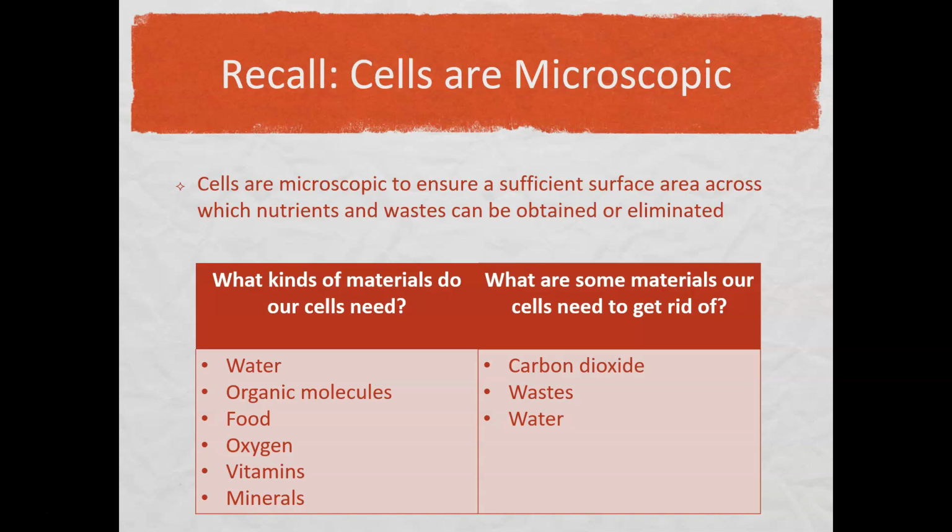The cells need to be small enough to get a sufficient surface area for all of those nutrients and wastes to cross. So things like water, organic molecules like proteins and carbohydrates, food, oxygen, vitamins, minerals, those are all the things that your cells need to take in from their environment. So that all needs to cross the cell membrane. And then it makes other sorts of wastes, water being one, carbon dioxide often being another, that also then need to get out of my cell. So in order to move these materials efficiently, I need enough surface area to do it.